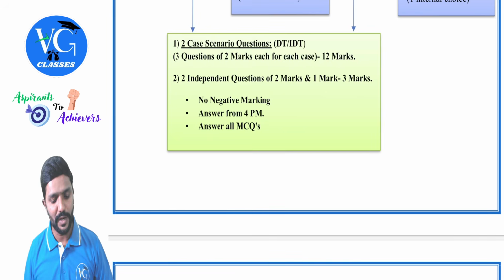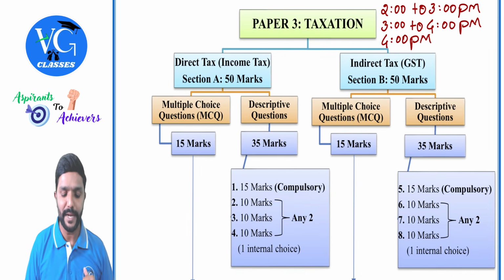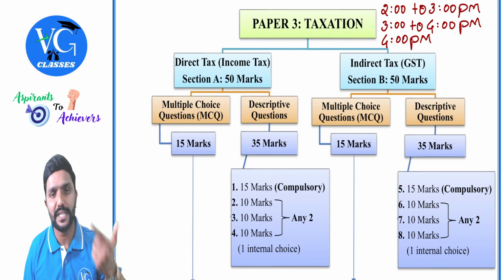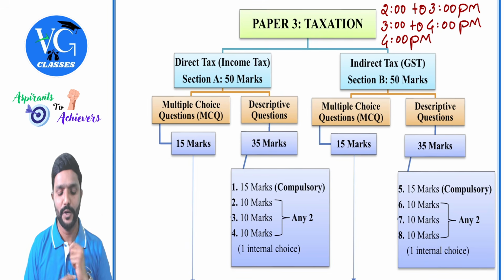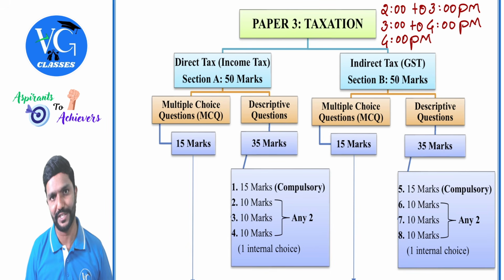Okay, so now coming to the descriptive questions. A student needs to answer 35 marks under the descriptive type. There will be a choice, but he or she needs to answer for 35 marks. Totally, there will be 4 questions, out of which a student needs to answer 3 questions, guys.